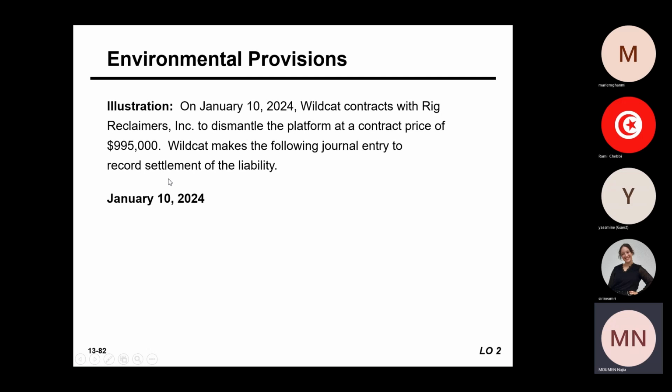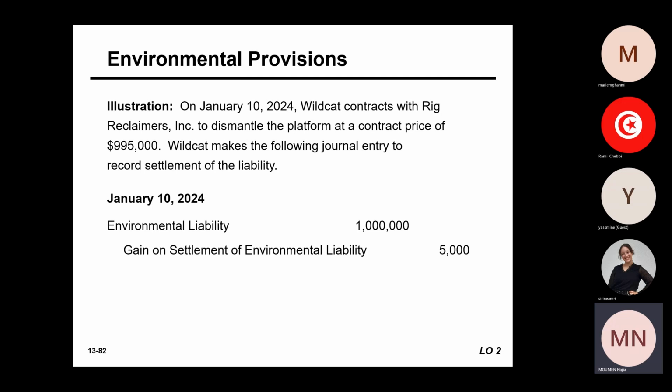So here we already incurred the cost of this settlement of this liability. So we will debit environmental liability for 1 million. We will also credit the gain on settlement, because we already recorded the liability at 1 million, but we succeeded to have a contract for 995. So we got a gain on settlement for 5,000, and we have cash for this $995,000. Okay, so you see here, to be able to debit environmental liability at 1 million at its face value, we should have already amortized the interest expense over the useful life.